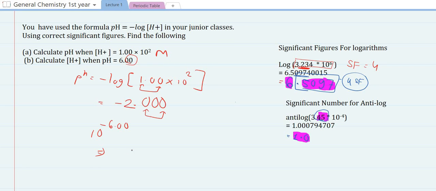So this is 0.000001, with six zeros after the decimal. Sorry, there should be a negative exponent. So the value is 1 times 10 raised to the power of -6. But since it has two significant figures, it should be 1.0 times 10 raised to the power of -6. I hope you have understood this.